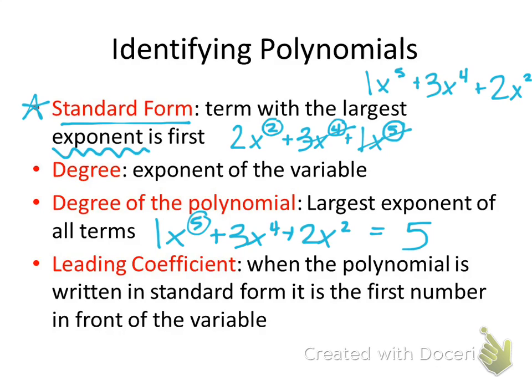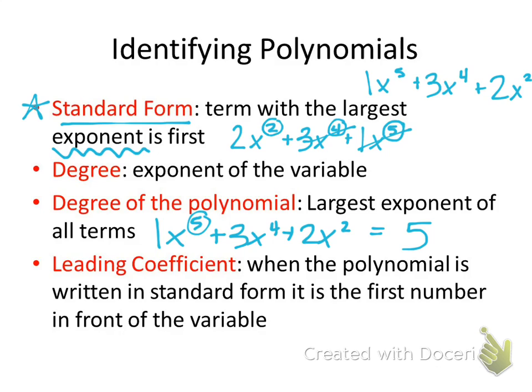And lastly, the leading coefficient. Now, I remember back from the last slide, the term coefficient means the number in front of the variable. Okay? So I'm looking for when the polynomial is written in standard form. That's key. It has to be written in standard form first. Standard form, like we said, term with the largest exponent is first. Then the leading coefficient would be the first number that is in front of a variable.